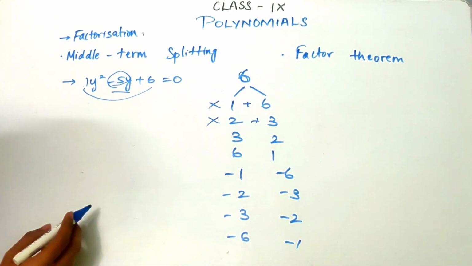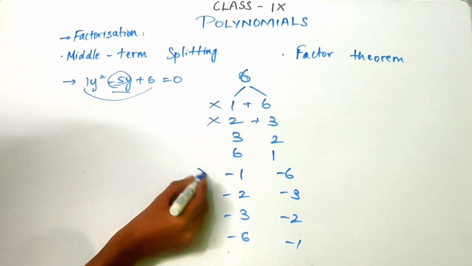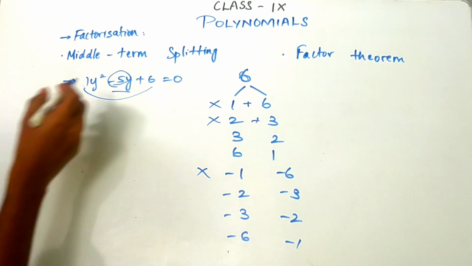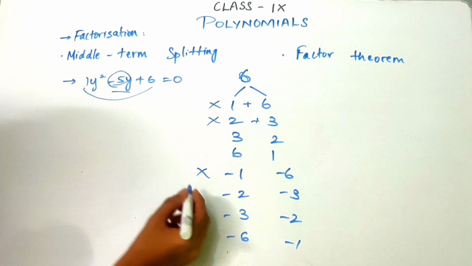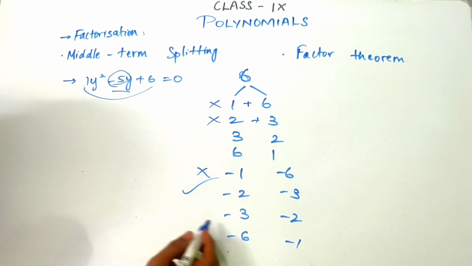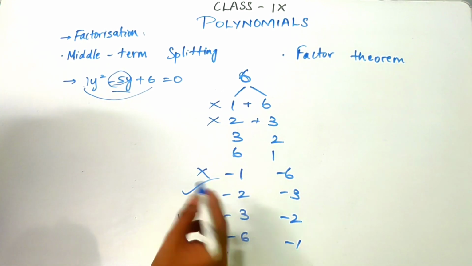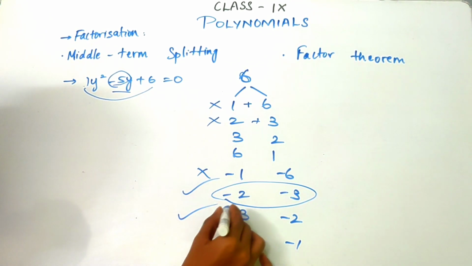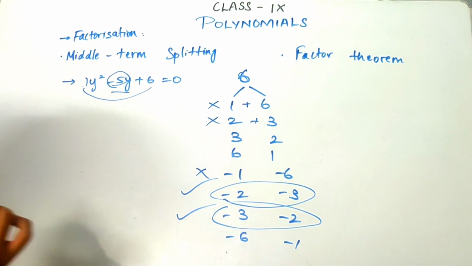Let me try minus 1 minus 6, minus 7, which is not minus 5, I am ruling this out. Well, let me try minus 2 minus 3, so minus 2 plus minus 3 will give me minus 5. Well, it is minus 5, so I will take this factor. Well, you can ask, minus 3 minus 2 will also give me minus 5, so I can take this as well. It is absolutely right. I can take these two pairs for my convenience.